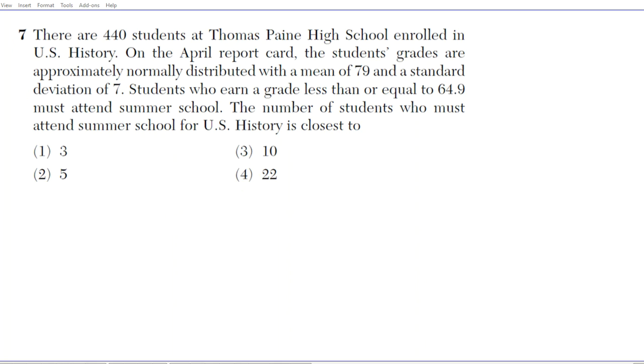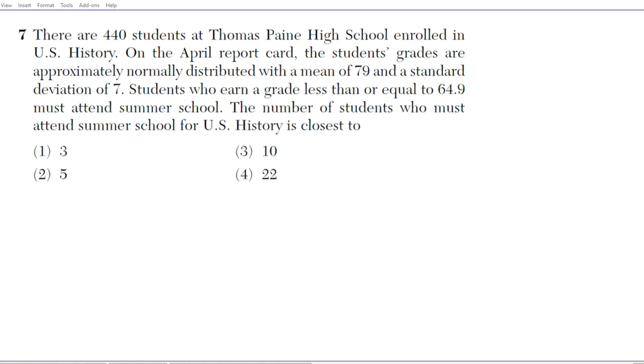Alright, let's take a look at problem 7. It reads, there are 440 students at the Thomas Paine High School enrolled in U.S. history. On the April report card, the students' grades are approximately normally distributed with a mean of 79 and a standard deviation of 7. Students who earn a grade less than or equal to 64.9 must attend summer school. Question: the number of students who must attend summer school for U.S.